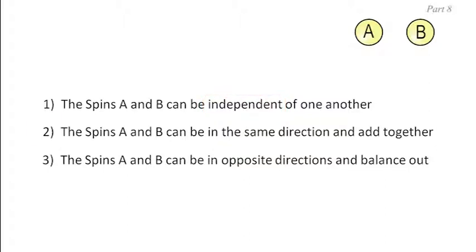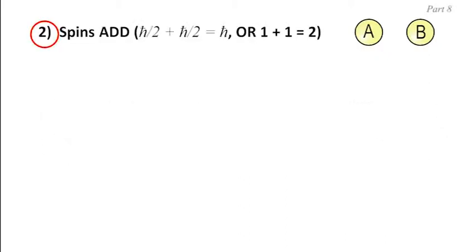Now let's look at the second situation I wanted to focus on, that where the spins of the two electrons combine in such a way that they reinforce one another, they add up. So consider the situation where we have two electrons, A and B, but they are related in the sense that their spin angular momenta, SA and SB, are in the same direction as one another.